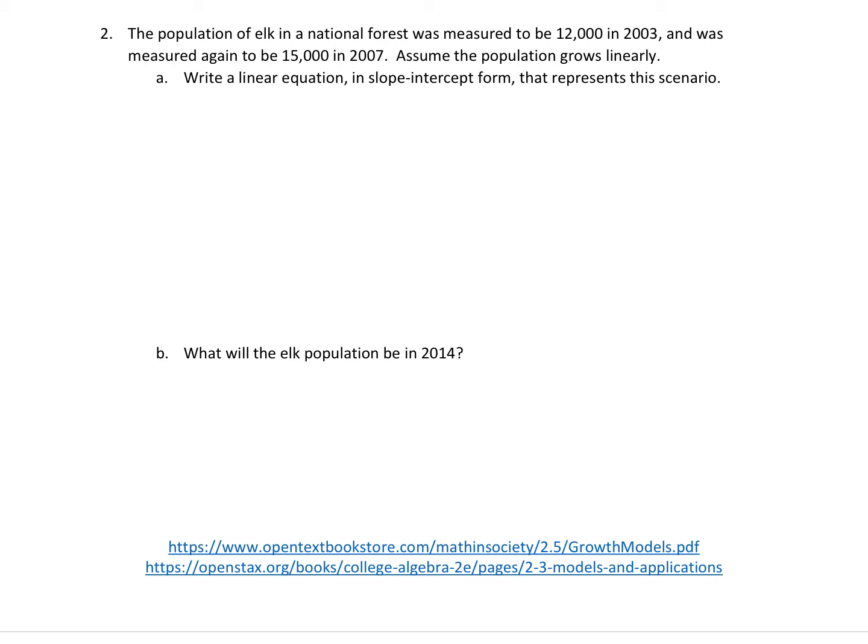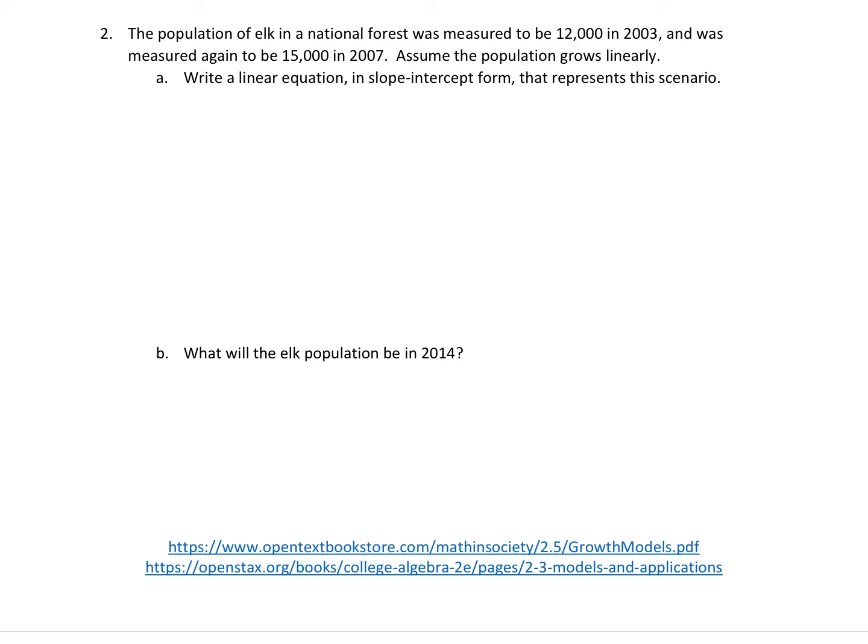All right, number 2. The population of elk in a national forest was measured to be 12,000 in 2003 and was measured again to be 15,000 in 2007. Assume the population grows linearly. Write a linear equation in slope-intercept form that represents the scenario, and then there's a follow-up question.